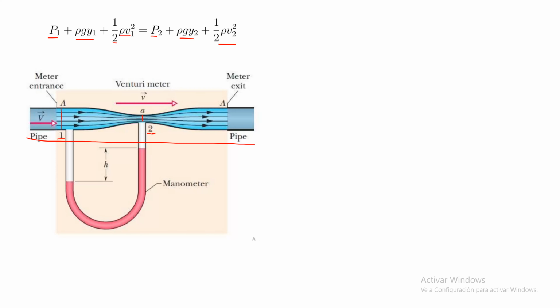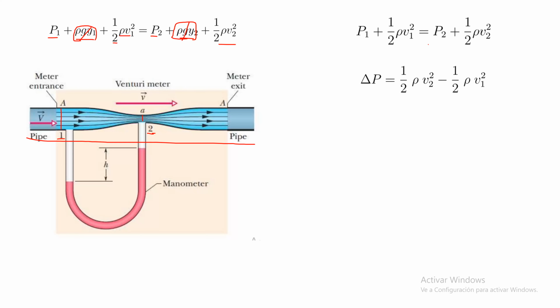But since we are using a Venturi tube, we can actually eliminate some of these terms. First of all, density, gravity, and height are the same at both points. This is because density and gravity are constants, and the two points are not at different heights, so these two can be cancelled. And we get the following formula. Then we can simply define the change of pressure as the pressure at point 1 minus the pressure at point 2, and therefore we can pass it to the other side, like this, as well as pass all of these terms to this side. So now we have this formula right here.